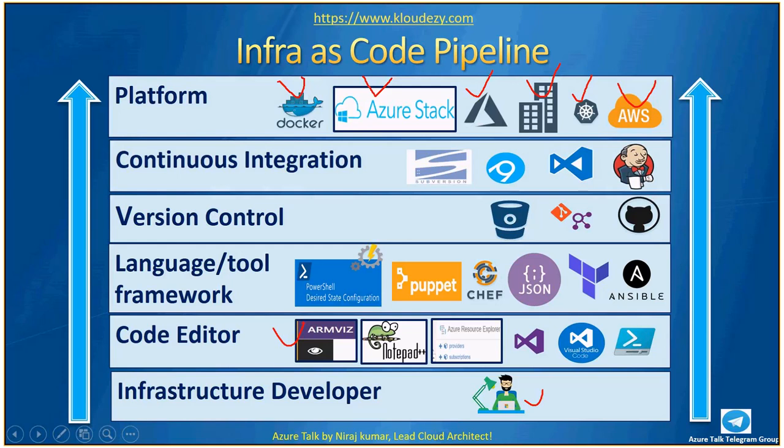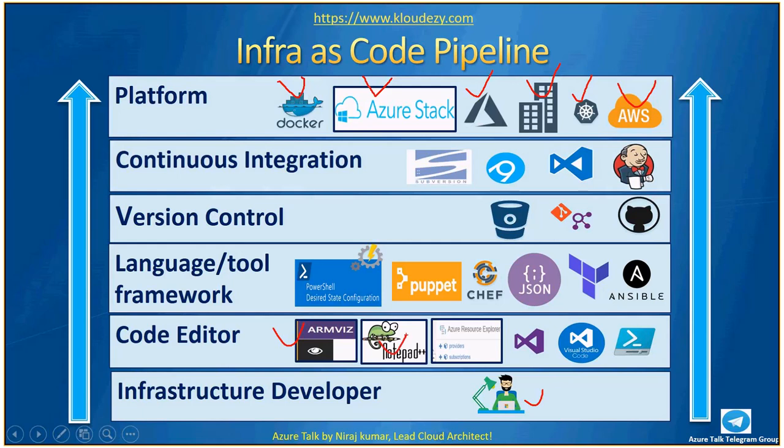We'll go through a couple of tool demos. For example, we look at ARM Viz, see how we can visualize the ARM template. So that's one code editor that you can use. You can use Notepad Plus Plus. I know many people have used it. It does support many other things in addition to JSON, but you can use Notepad.